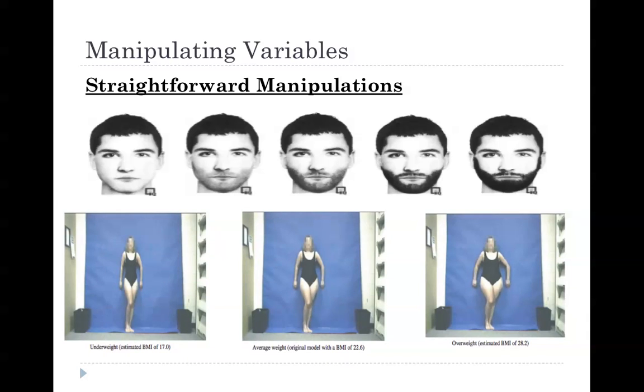As well, some researchers have used the same image of one woman and really manipulated the body, the BMI of her, the actual weight. So here they have an underweight, average weight, and overweight model. Here, they are all visual manipulations.